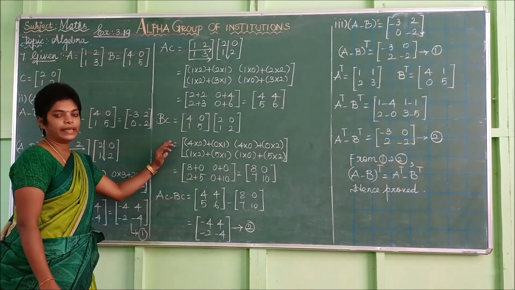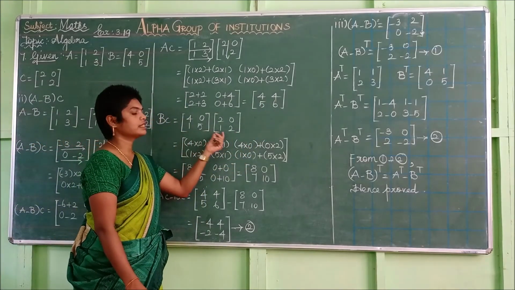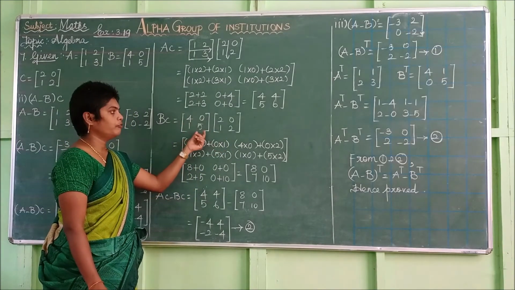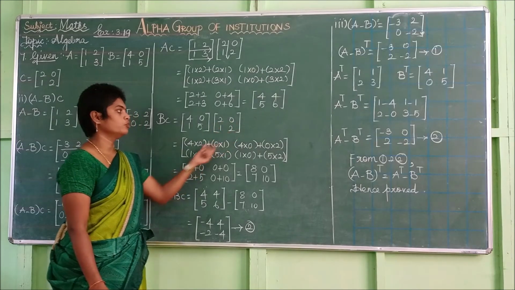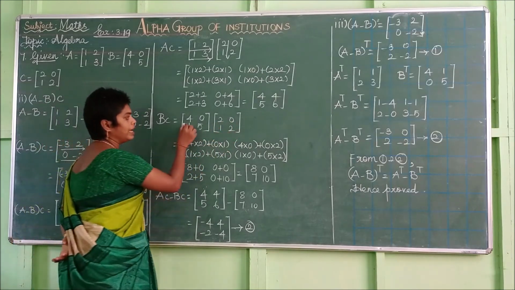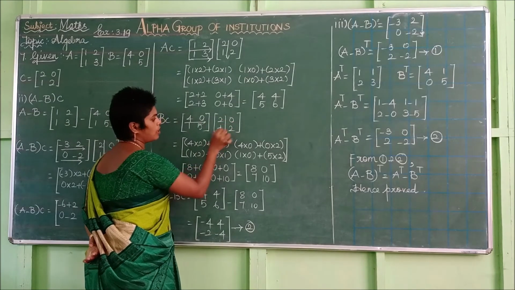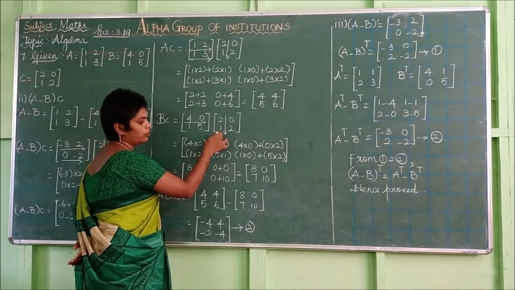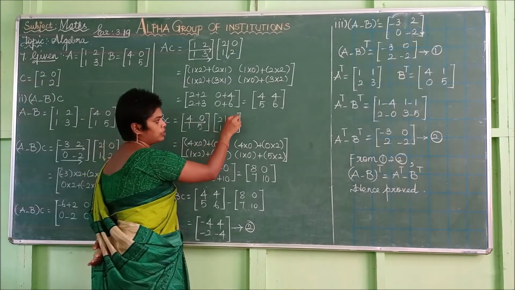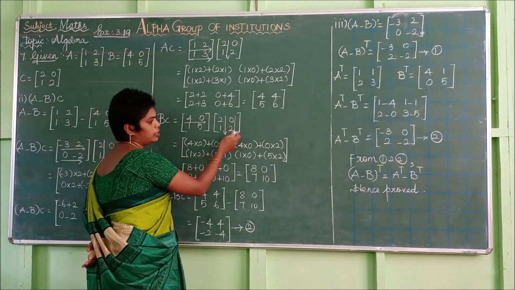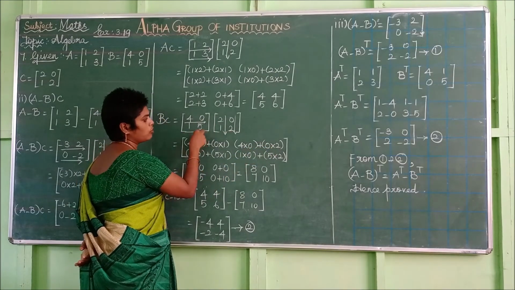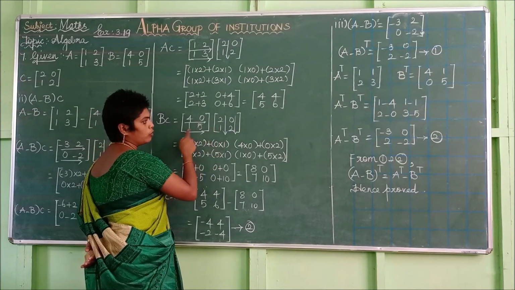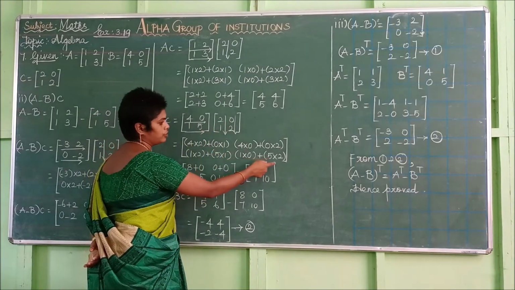Next move on to the BC. So you can write B matrix, C matrix. So what is our B matrix? 4, 0, 1, 5, 2, 0, 1, 2. Now you want to multiply this. Take this first row into the first column. So what is here the first row? 4 into 2 plus 0 into 1. 4 into 0 plus 0 into 2. Next second row first column 1 into 2 plus 5 into 1. Then 1 into 0 plus 5 into 2.